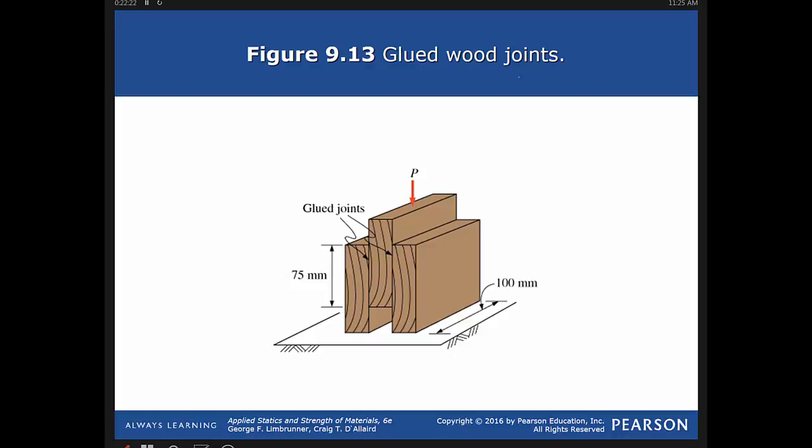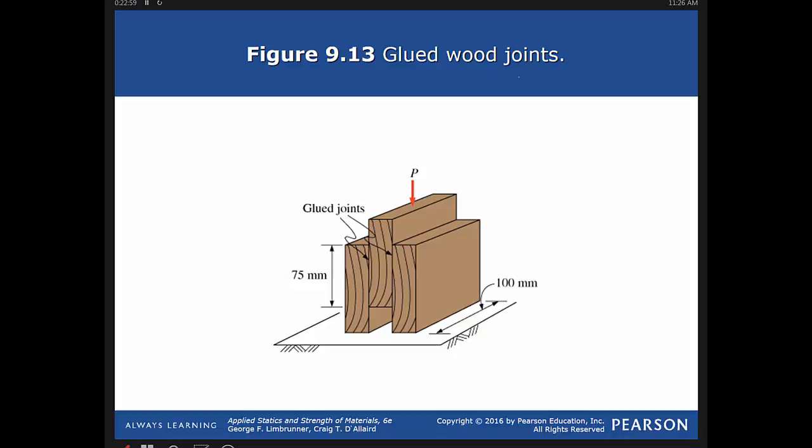This is just showing a glued wood joint. Now they do actually have a problem for that, I believe. Three pieces of wood glued together to form an assembly, as shown there, can be used to test the shear strength of a glued joint. A load P of 50 kilonewtons is applied. Calculate the average shear stress in that joint, and note they're showing that the contact area is 75 millimeters by 100 millimeters. So then the area is 7,500 square millimeters, right?